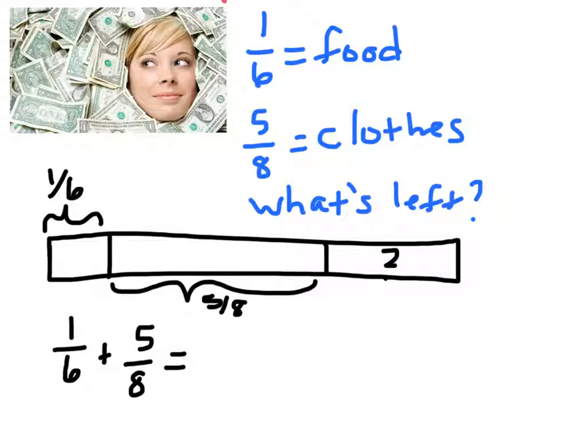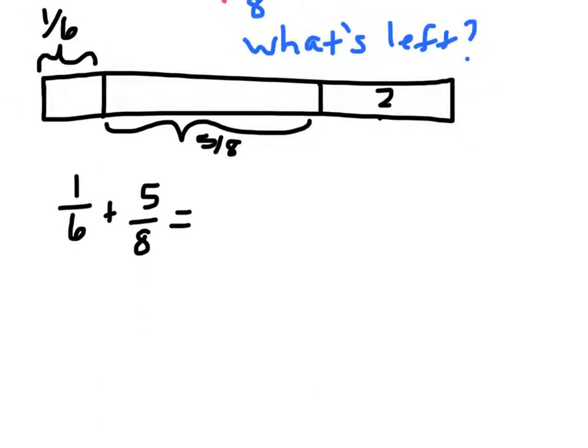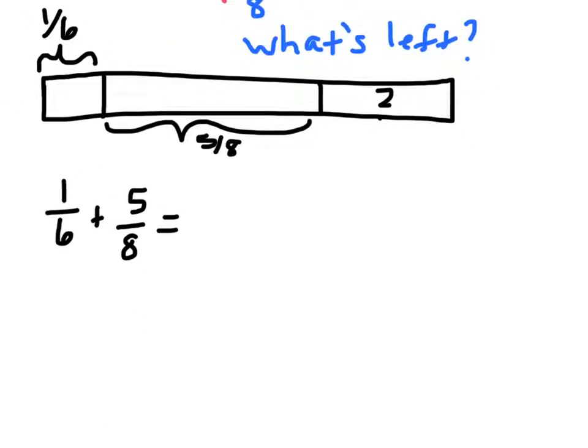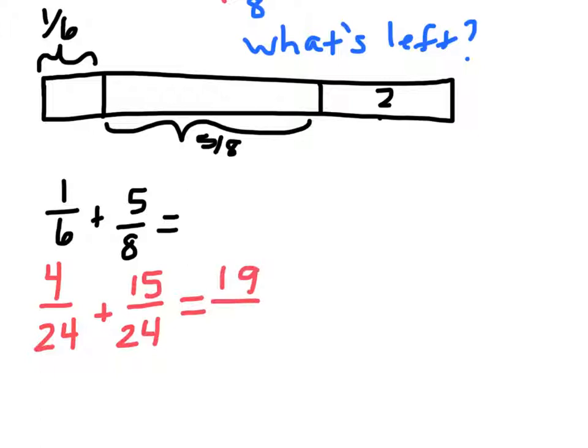Well, our first step, as always, is to convert these into like fractions with a common denominator. So let's go ahead and do that. I think a good common denominator here would be 24. That, to me, I think is our least common multiple. So let's try that out. Let's see. So 1/6 will become 4/24, and 5/8 will become 15/24. So the total fractional amount that Megan spent was 19/24.